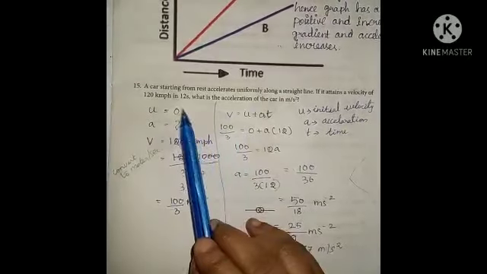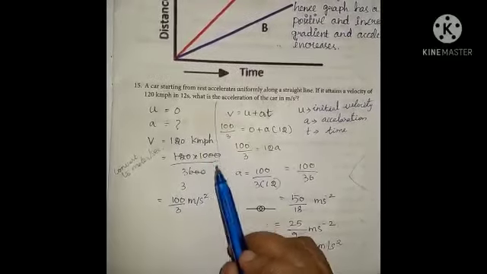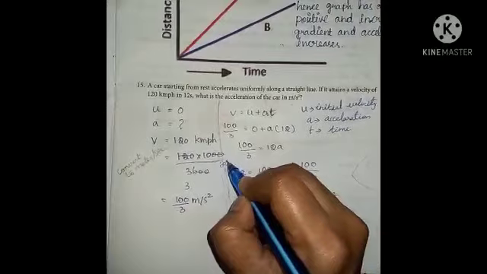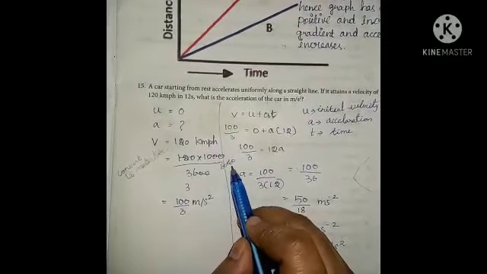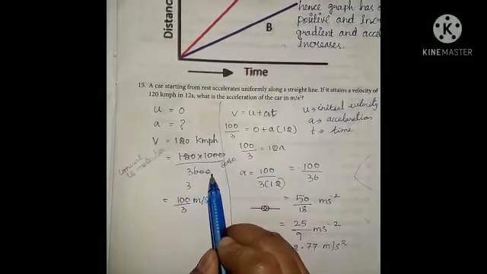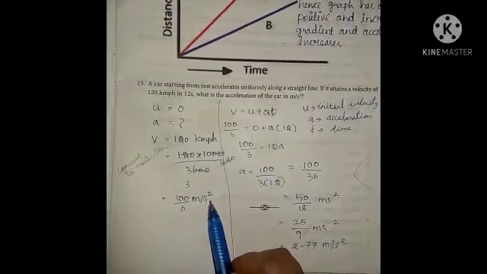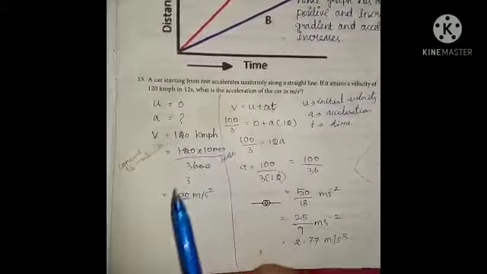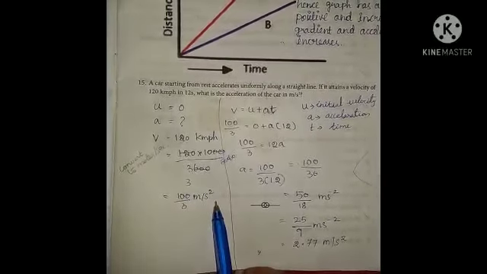Likewise, here it is kilometer per hour. So we have to convert to second. So 60 into 60. 60 into 60 means 60 minutes into 60 seconds equal to 3600 seconds. So it is 100 by 3 meter per second. 120 km per hour is converted to meter per second. The answer is 100 by 3 meter per second.